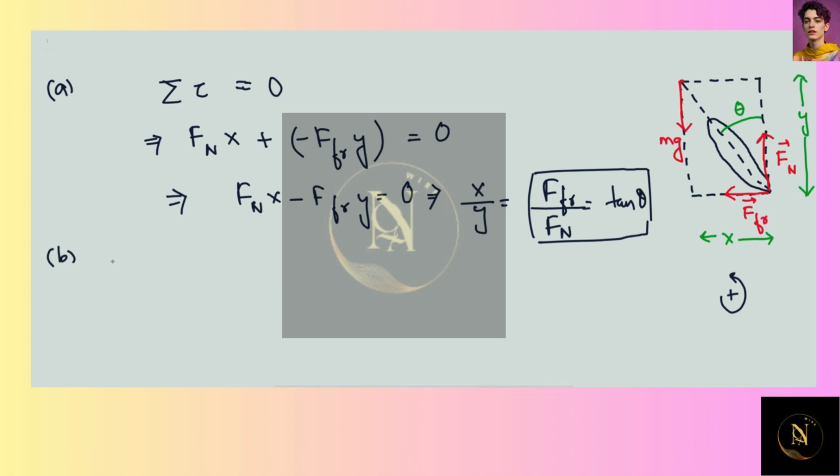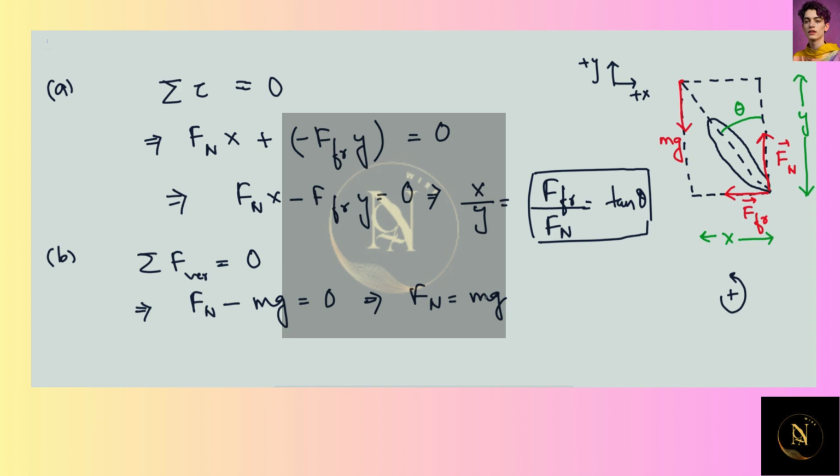Now for part B, the cyclist is not accelerating vertically, so the net acceleration in the vertical direction is 0. If we write Newton's law for the vertical direction, the right hand side is 0. Taking positive y-axis upward and positive x-axis towards the right, we have Fn minus mg equal to 0. This gives Fn equal to mg.